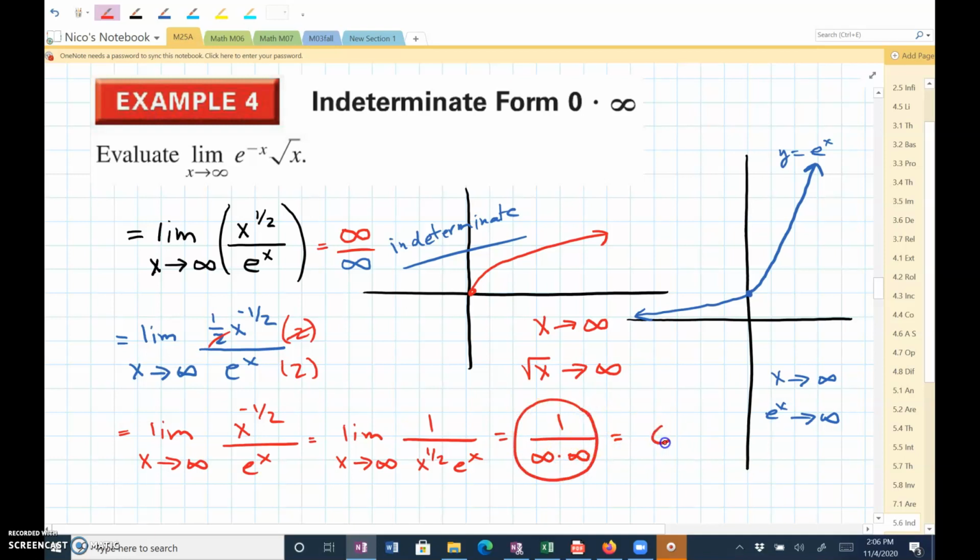So when we evaluate this limit, this would be 1 over infinity times infinity, which we know is actually 0. So we don't want to actually write this here. This notation here is bad. So our answer is just 0.